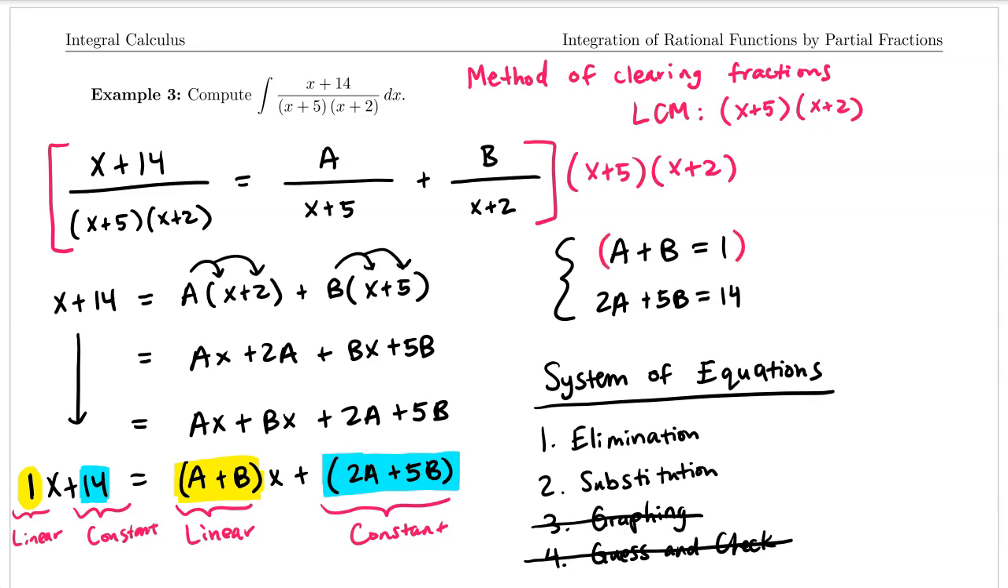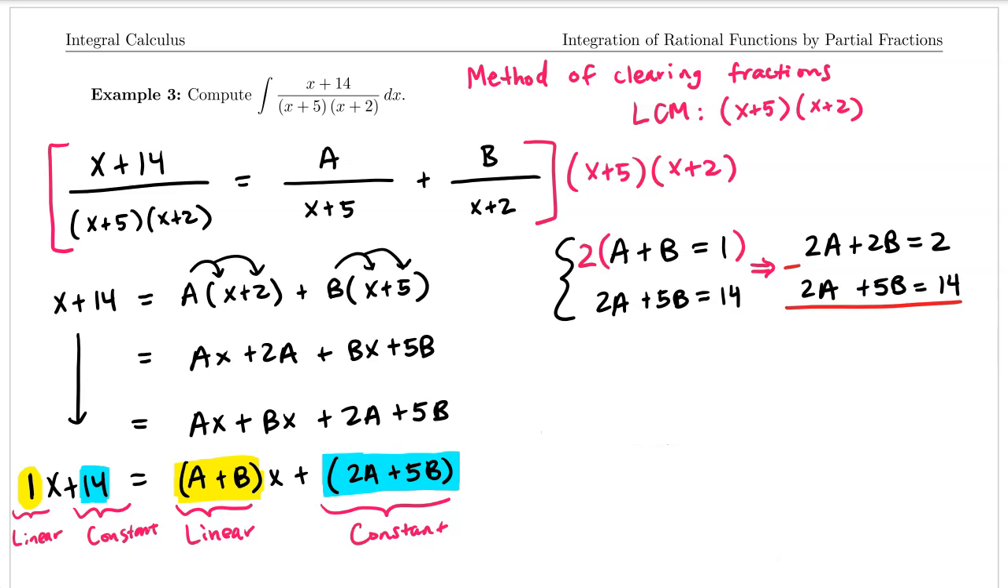I'm going to multiply my top equation by 2. If I multiply everything in my top equation by 2, my new equation is 2A + 2B = 2. And I'm going to keep my bottom equation the same: 2A + 5B = 14. Now I want to subtract these two equations in order to eliminate one of my variables, and in this case, we're going to eliminate A. So 2A minus 2A is 0. 2B minus 5B is negative 3B. And 2 minus 14 is negative 12. From here, if I divide both sides by negative 3, I get B = 4.